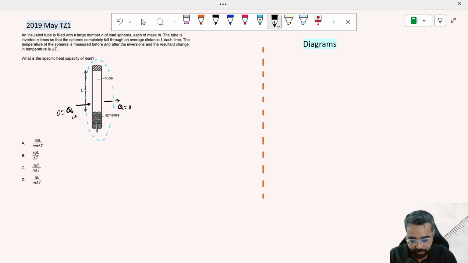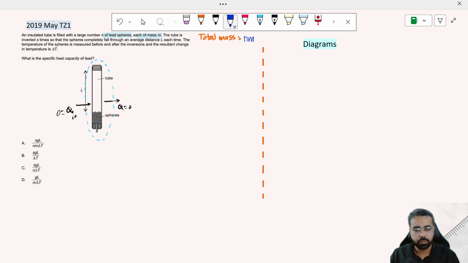And this tube is filled with n number of lead spheres, each of mass m. So if n number of lead spheres each have a mass m, can I say the total mass should be n multiplied by m? That is the total mass of all spheres.